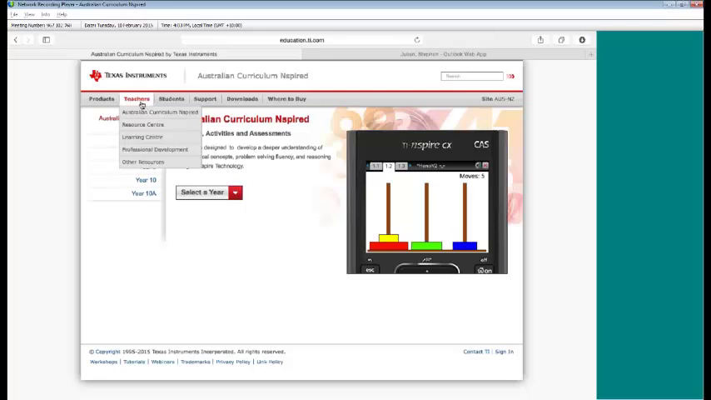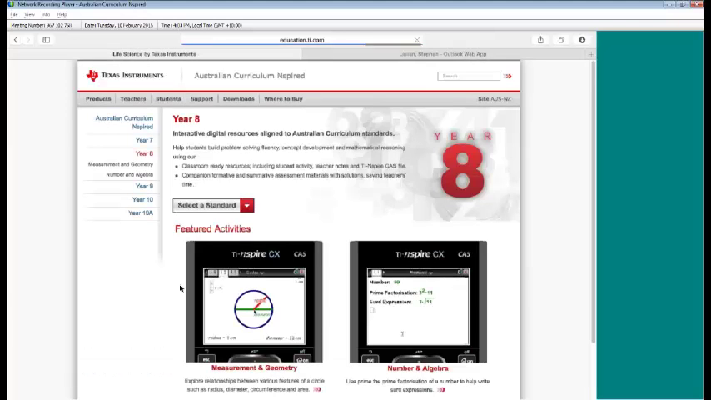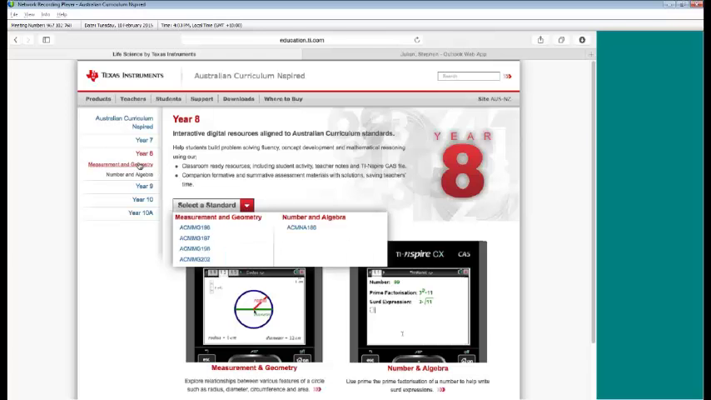up the top there's a teacher's menu and it says Australian Curriculum Inspired. Now, the one I want to look at today, and it's a very short little activity, not one that I wrote, is in the Year 8 section. And if we go in there, you'll actually get the options of which strands. So I'm going to go over into the measurement strand. I can either choose it from select a strand or in the Year 8 section. So I'm going to look at the measurement and geometry strand.